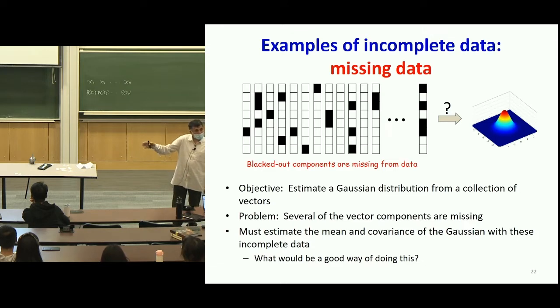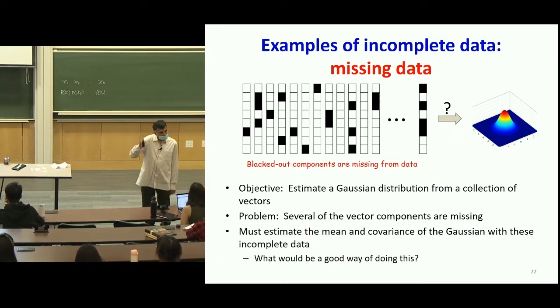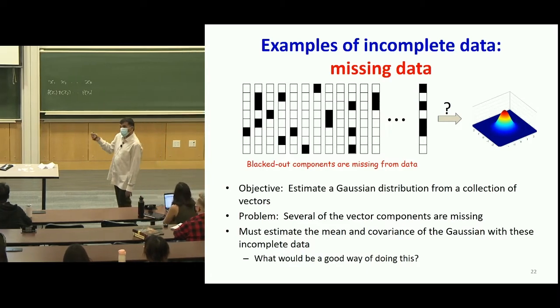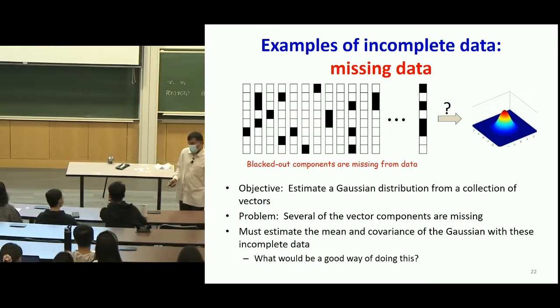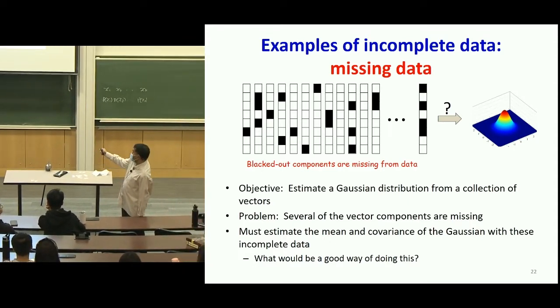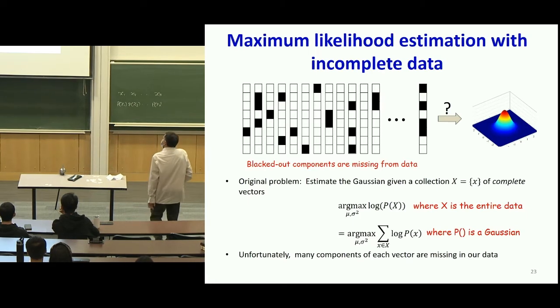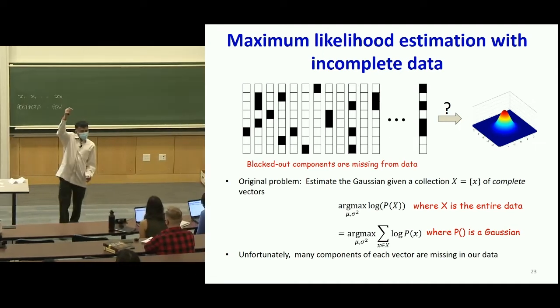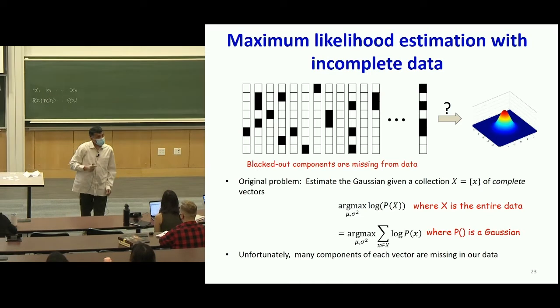Each of you has watched a different set of movies. So the vector of ratings is going to have missing components, and the missing components are going to be different for every single observation. And now you have to use these data to estimate the parameters of your Gaussian. How would you do it? Now, again, here is the problem. In the original problem, you want to estimate the Gaussian given a collection of data, but to estimate the Gaussian, you need the complete data vector in every single case.